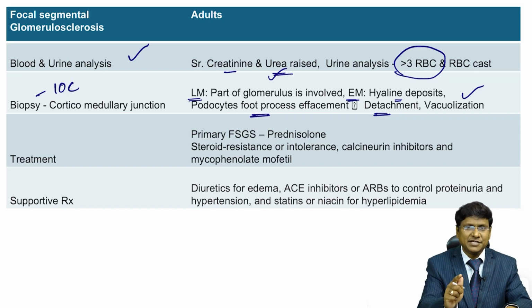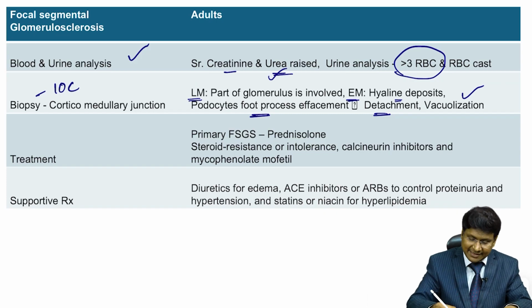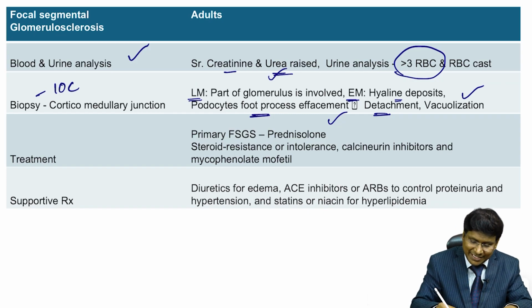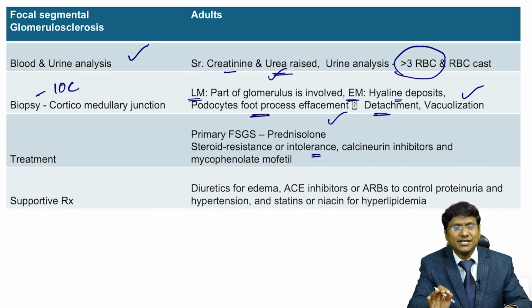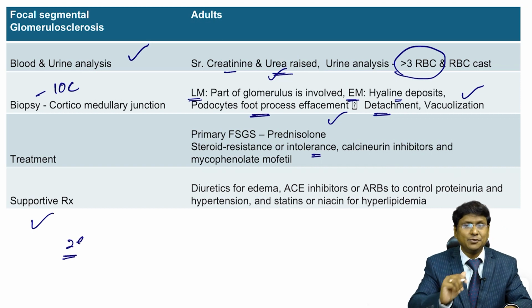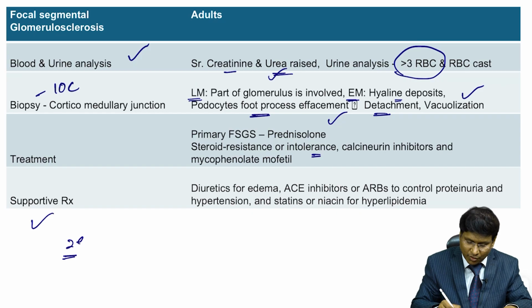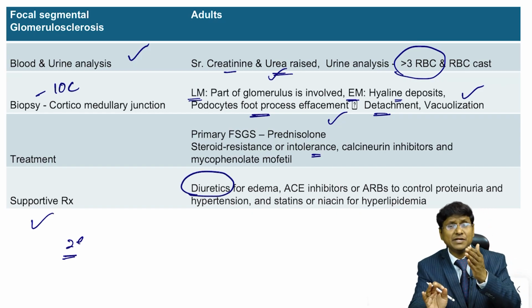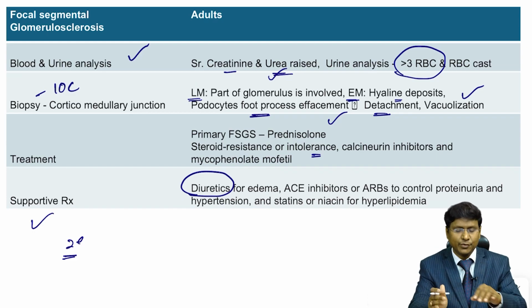And how do you treat these patients? In case of primary FSGS you need to give immunosuppressant drugs, that is prednisolone. In those individuals who are not responding to steroids, that is in steroid resistant and steroid intolerant cases, you need to give calcineurin inhibitors, and mycophenolate mofetil should be given. Whereas in case of secondary FSGS you need to treat the underlying cause, and supportive treatment is required in the form of diuretics. The diuretics will clear the edema as well as the fluid overload.